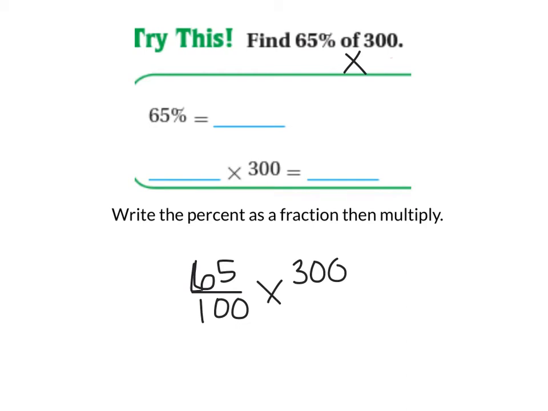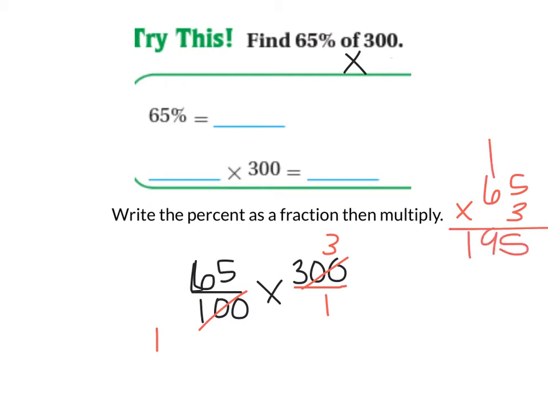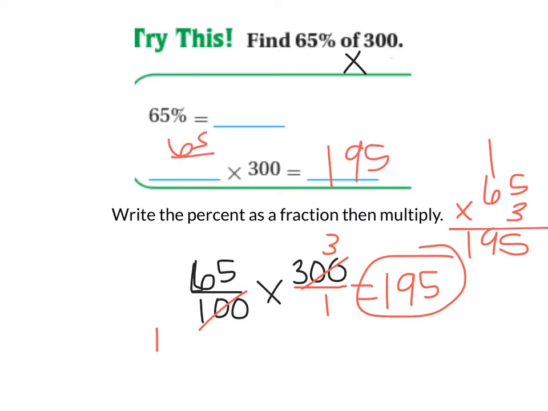Alright, so write a 100. I'm going to do some cross canceling. Gives me 1 and 3. And then I just need to do 65 times 3. Equals 195. Oops. That was the wrong way to put it. 195. Sorry, guys. I'm still definitely vacation brain.